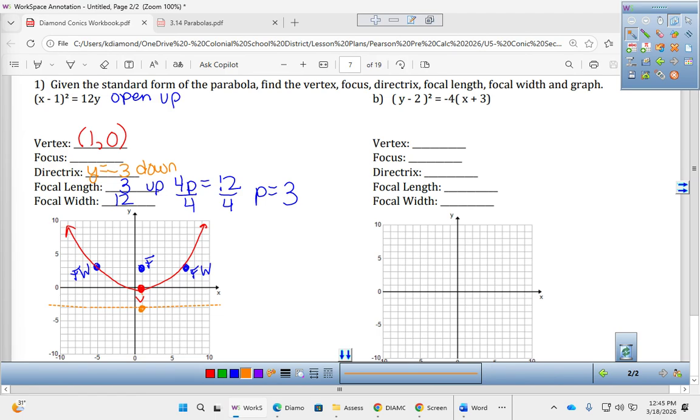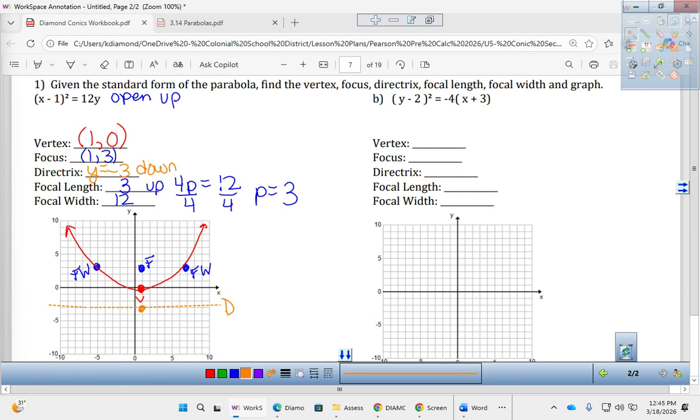I'm noticing that I didn't write the coordinate of the focus though. So where I made that F, I went over 1 and up 3. That's the coordinate of that focus. And then I'm going to label this D for directrix.